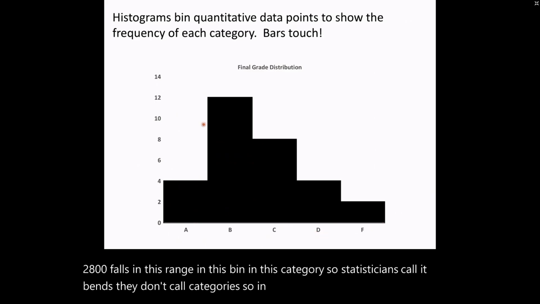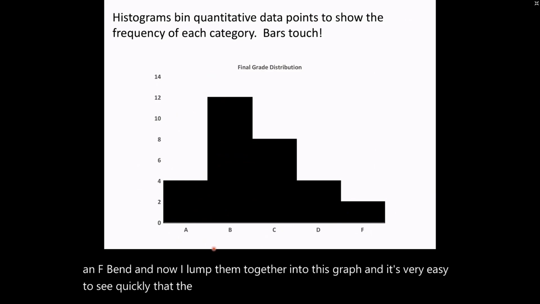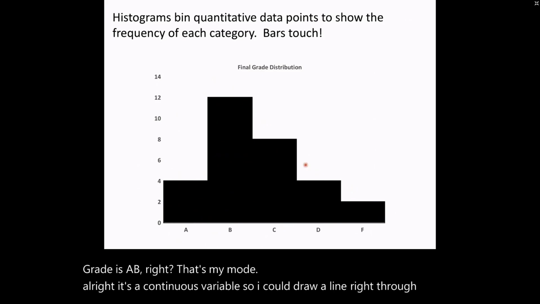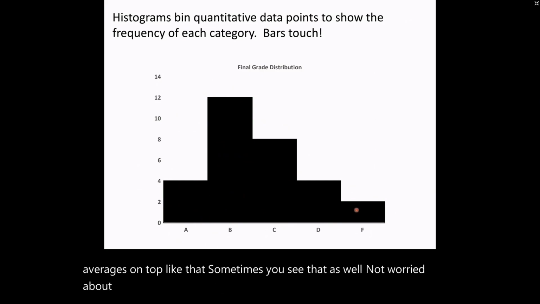Now I lump them together into this graph, and it's very easy to see quickly that the most frequent grade is a B, right? That's my mode, right? It's a continuous variable, so I could draw a line right through the averages on top like that. Sometimes you see that as well. Not worried about it. Second most common grade is a C, and you can see the relative proportions.